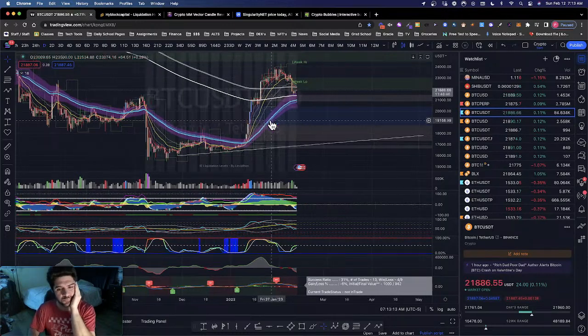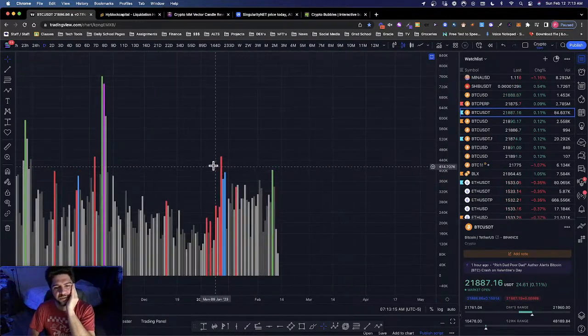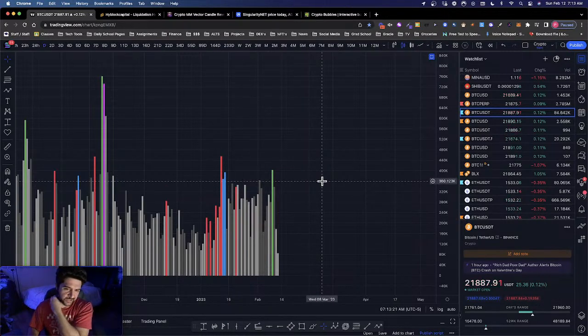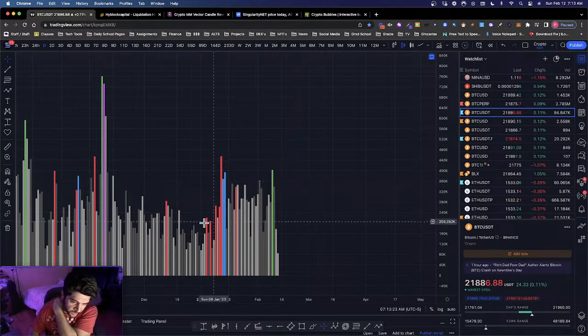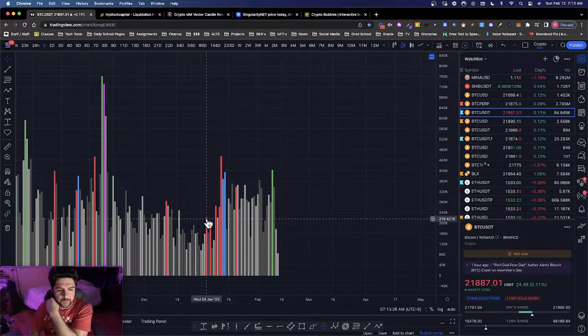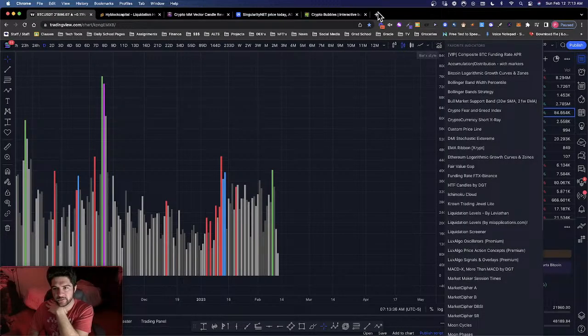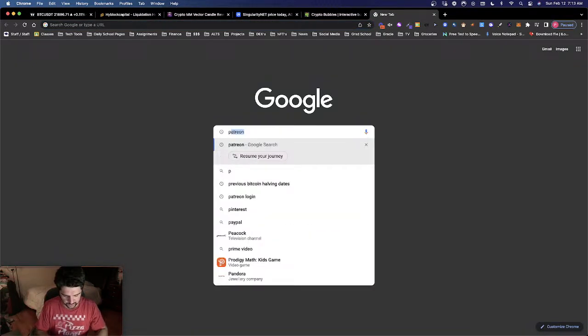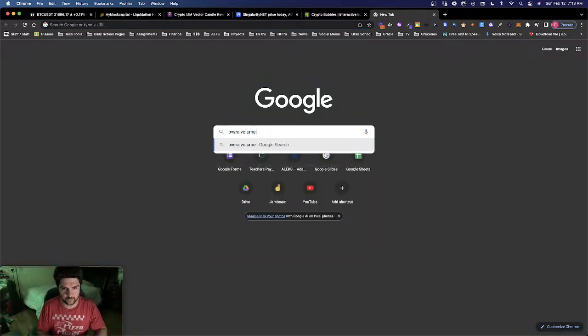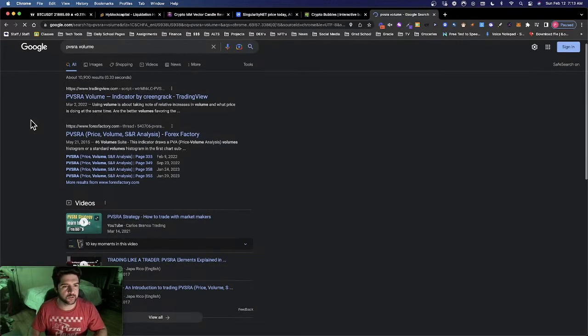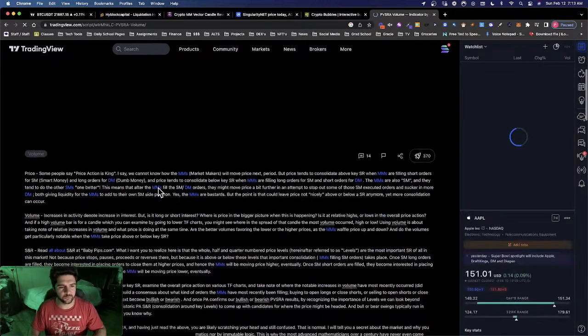I was watching a couple videos about PV-SRA volume because I do use it. And basically what PV-SRA volume is, where a large amount of volume is transacted, and it's calculated. In fact, let's see if we can look it up and read exactly what it looks like. Let's go to indicators. PV-SRA volume. Let's see if it tells me. I'll read it to you.